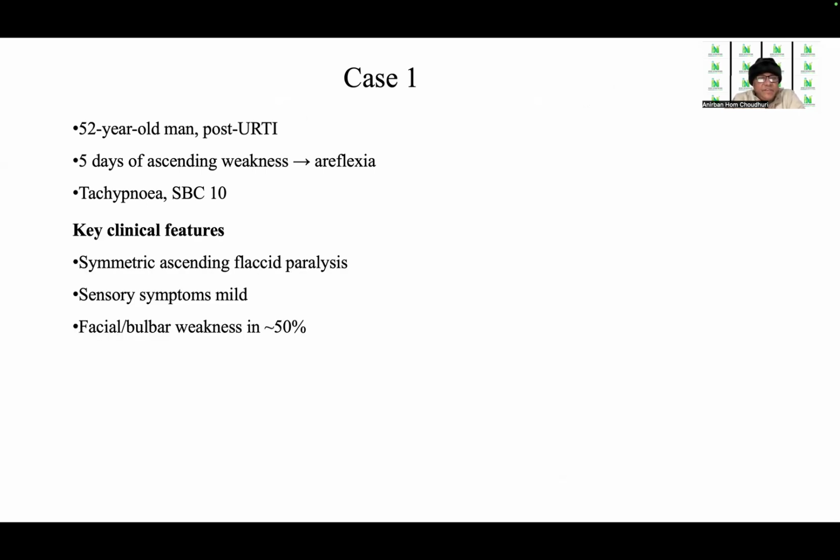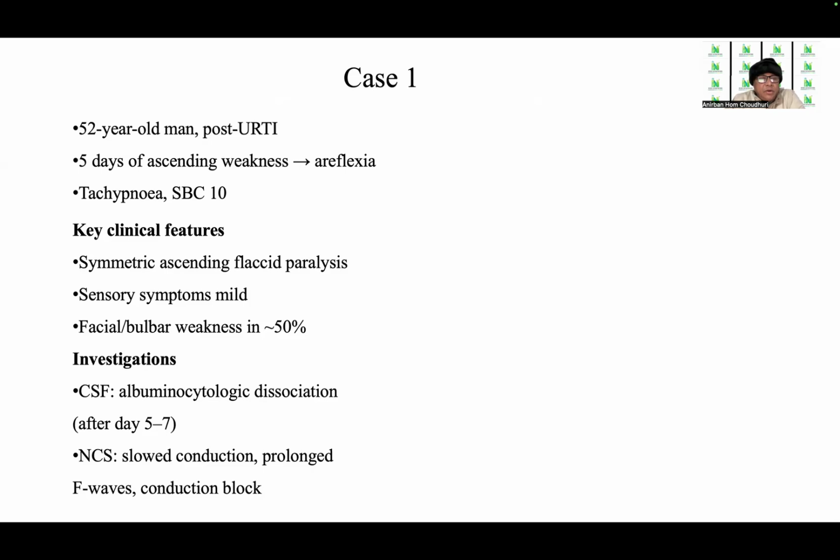The key clinical features are symmetric ascending flaccid paralysis, along with mild sensory symptoms, and also facial and bulbar weakness. This facial and bulbar weakness is usually present in half of the patients at the time of presentation. On investigations, the CSF shows albuminocytological dissociation, usually after days 5 to 7. The nerve conduction study shows slowed conduction, prolonged F waves, and conduction block.